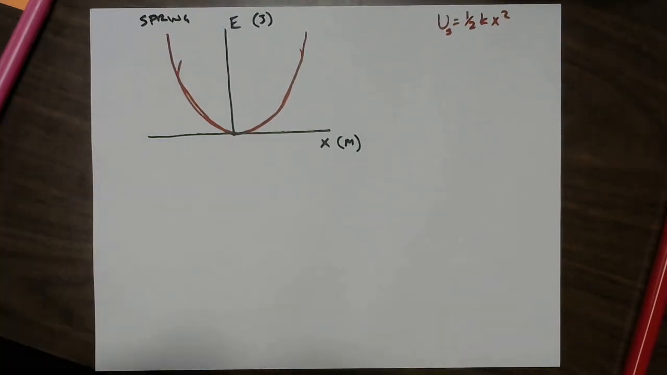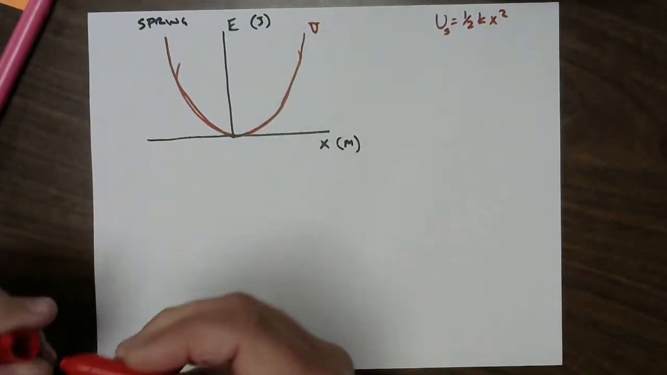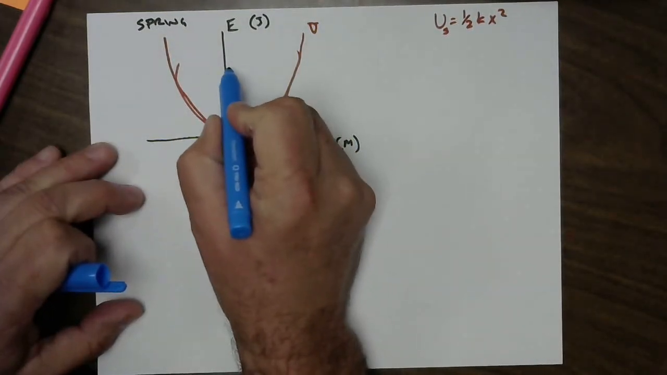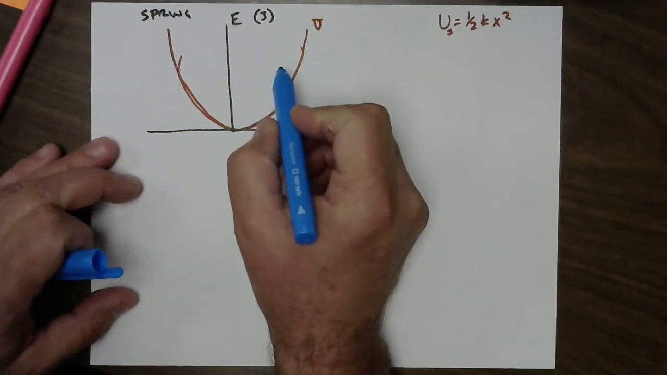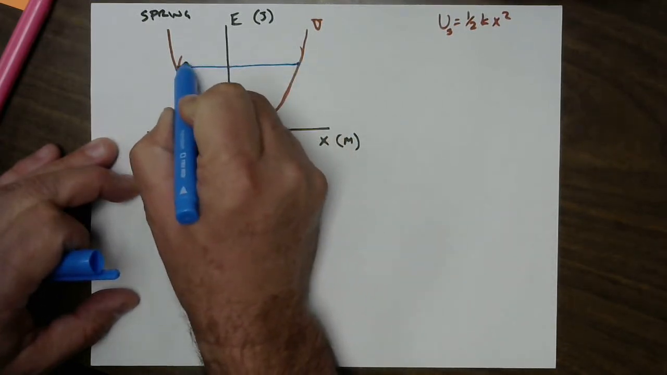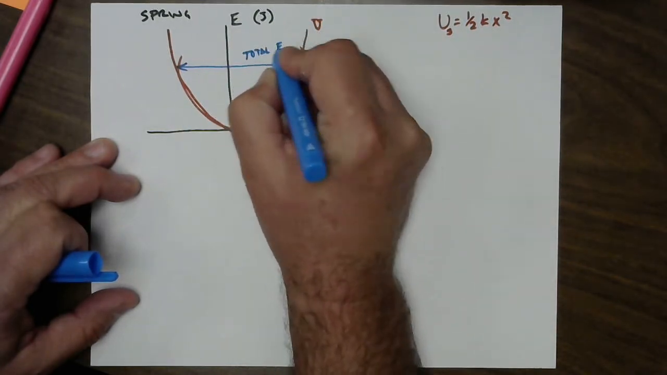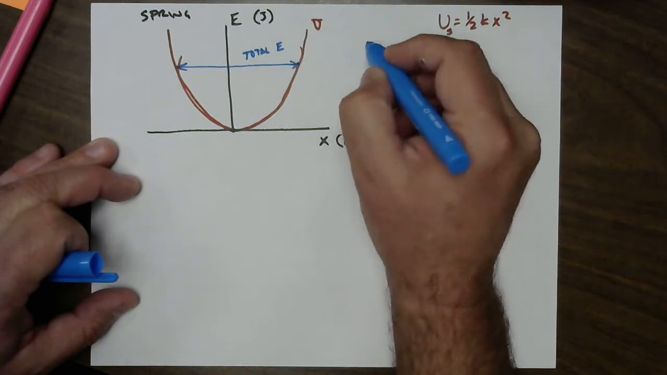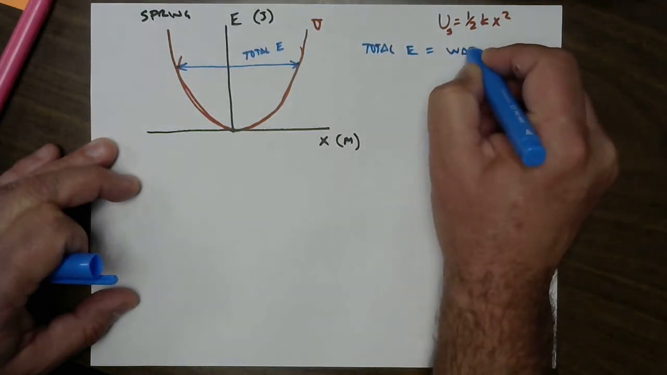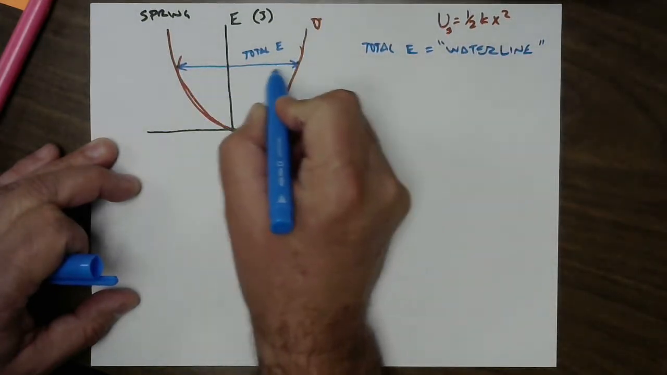But what I wanted to point out is that this red line is the potential energy. And any energy level that you have with your object that's attached to the spring, so like let's say you pull it to the side here, that means it would go back and forth at this level. This is the total energy, which I call the water line, using that analogy. The water line of total energy.